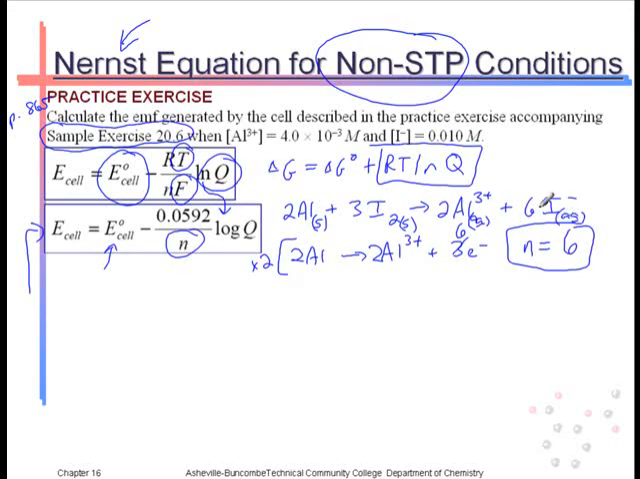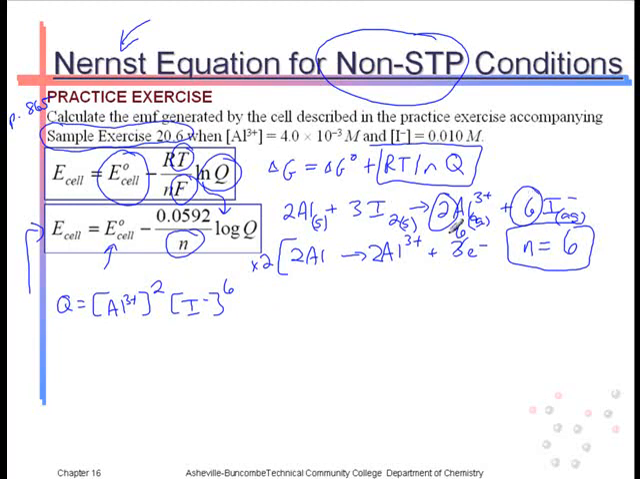solution. And so when you're setting up your Q expression, it's still products over reactants, but this is a heterogeneous reaction, so the solids here are going to drop out of the expression. And so Q in this one is simply the concentration of the aluminum cation raised to the 2nd power, and then the concentration of the iodide ion raised to the 6th power. Remember, the 2 and the 6 are coming from the coefficients here. So the balanced chemical equation is needed for these types of reactions.